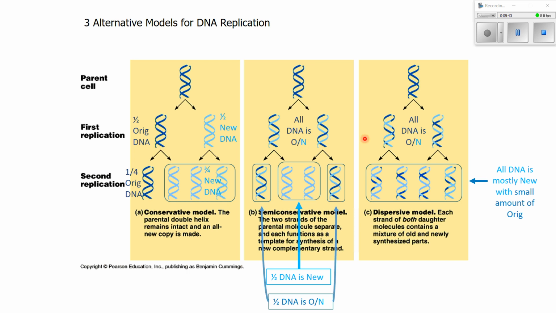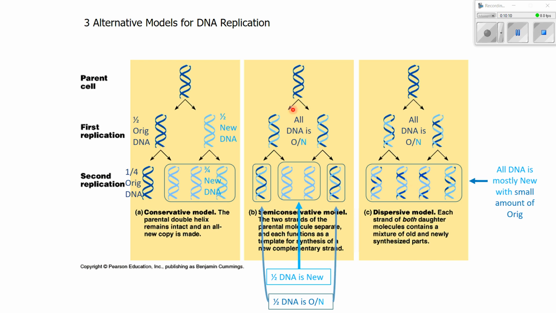Of course, the dispersive model also says that after copying one time, all of the DNA should be a 50-50 mix of old and new. It's just arranged differently. Instead of one old strand and one new strand, it's little pieces of old mixed with little pieces of new. But then you can see the difference when you get down here.